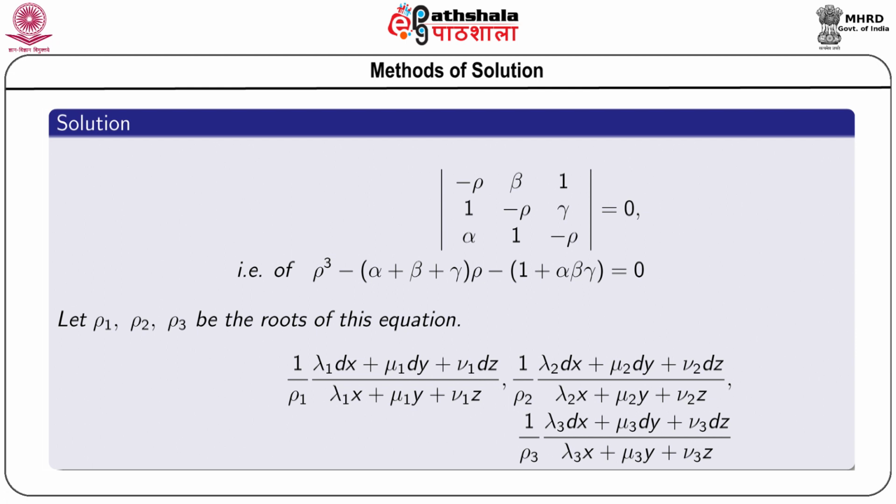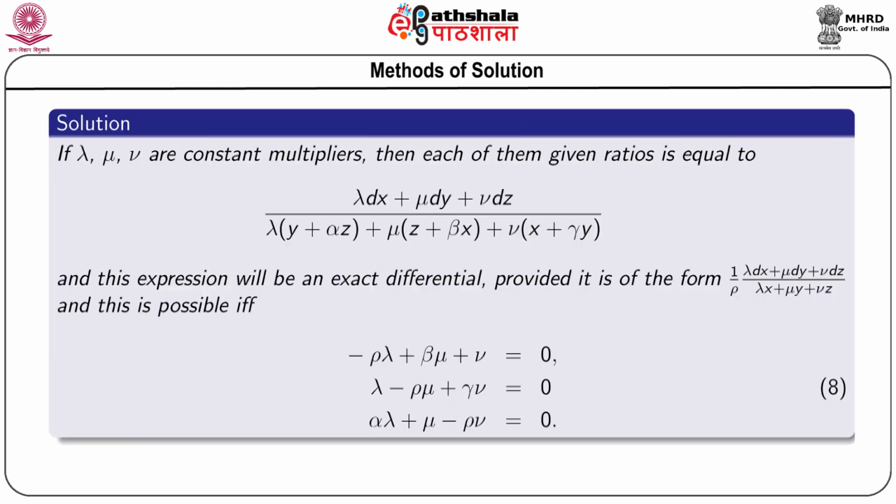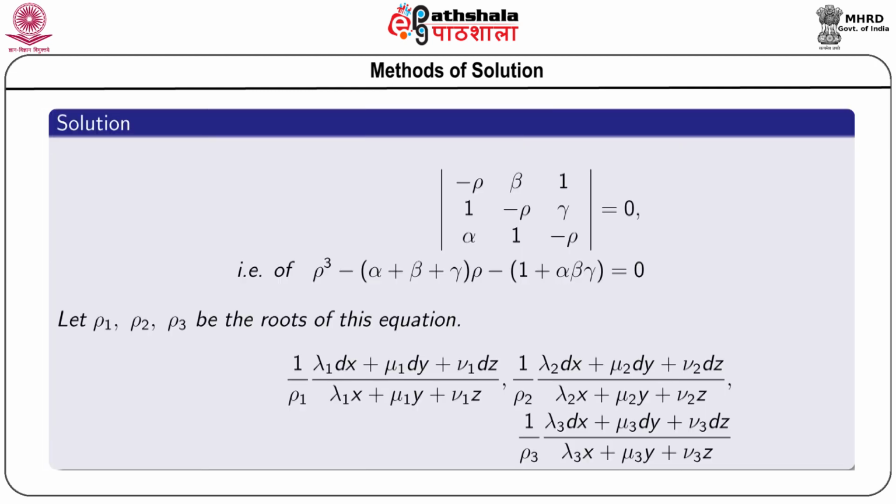Therefore, in the previous expression, each of these quantities can be written in this form. That means the given equations are proportional to this value. Here we are taking the value of rho as rho 1, here rho 2, and here rho 3, and the corresponding values of lambda, mu and nu are considered, and these three expressions are the same.